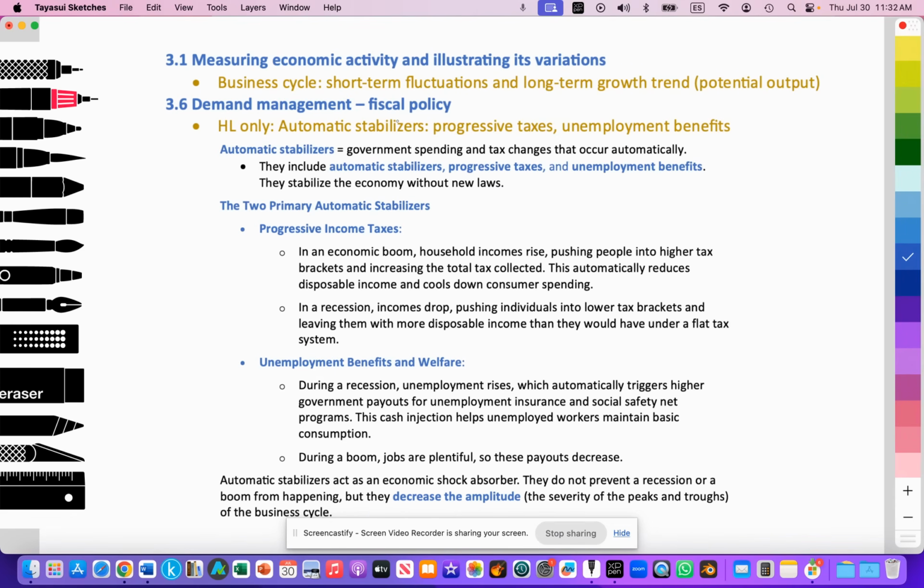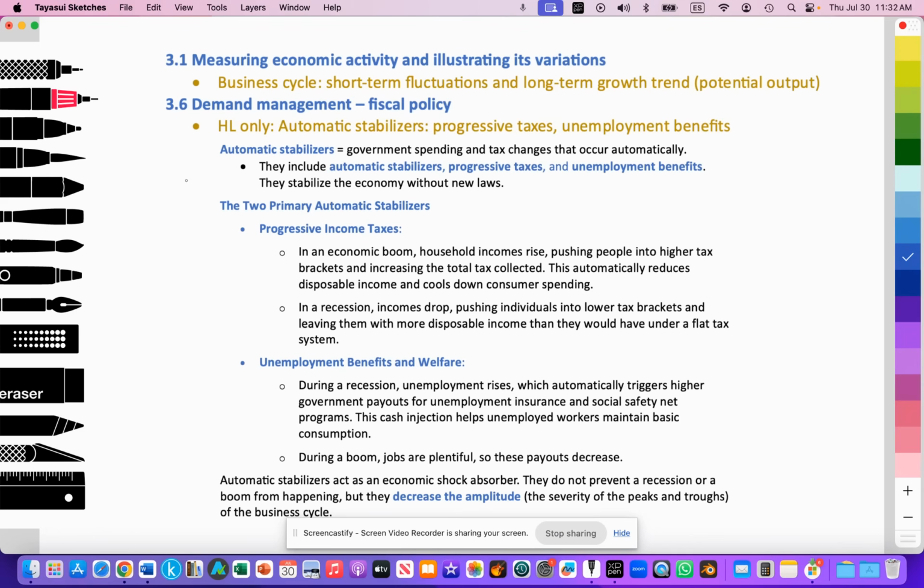3.6, demand management, fiscal policies. HL students are required to define and explain automatic stabilizers, which include progressive taxes and unemployment benefits, and then we can use the business cycle to illustrate their impact on the oscillations of that cycle.